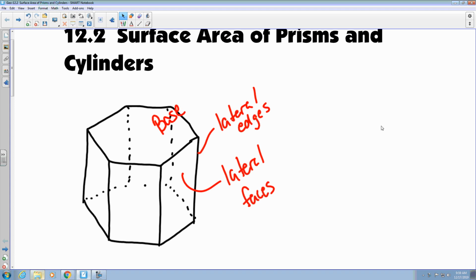It has a base, which means it probably has two of them, one on the top, one on the bottom. It's got lateral edges that are connecting those two bases, and it has lateral faces. And the number of lateral faces is basically dependent on how many sides each base has in a particular example.